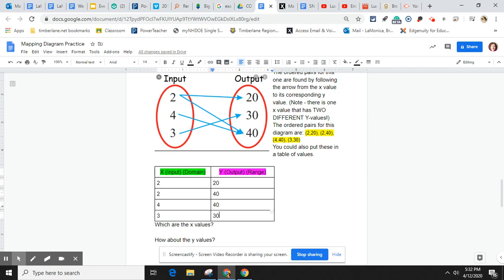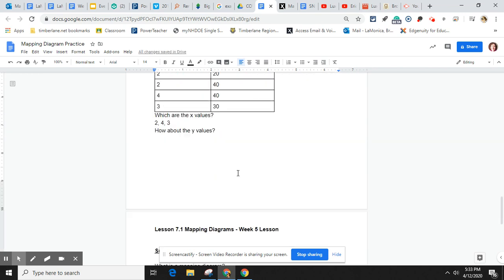A lot of you have A's and B's right now, which I am super happy about. And then you know that one X can only have one Y. It can't have more than one Y. But on the other hand, two people, two X's, 2 and 4, are allowed to have the same grade. Like Bobby and Susie can both have a 90%. Okay, so let's list what the X values are. 2, 4, 3. And the Y values are 20, 40, 30.